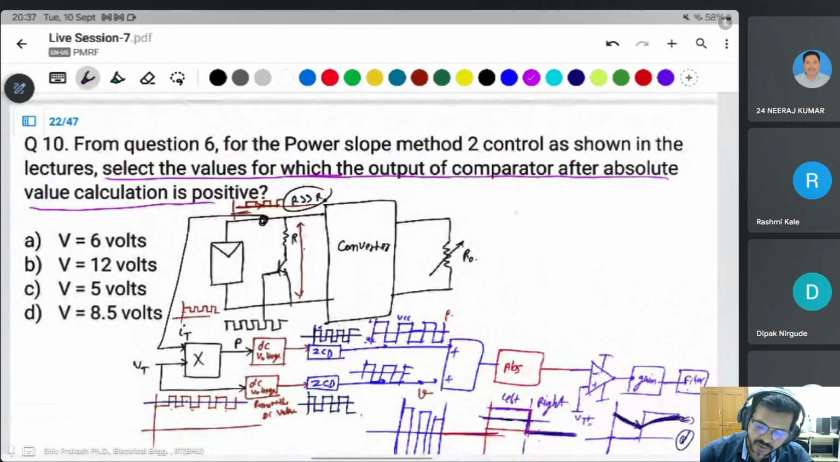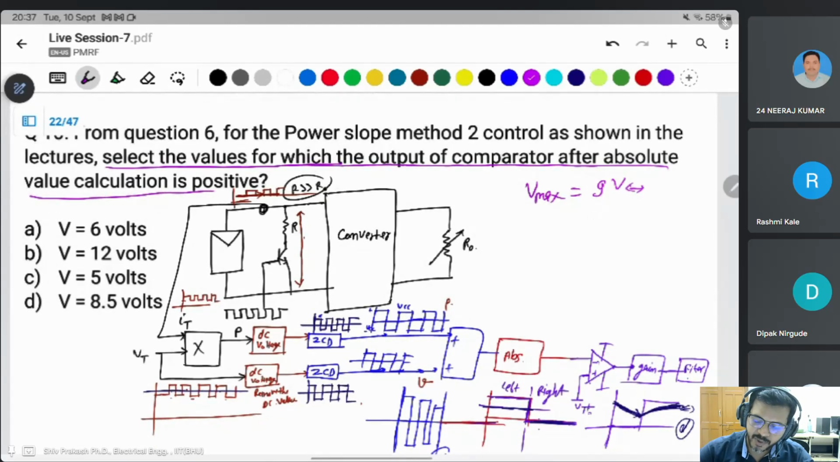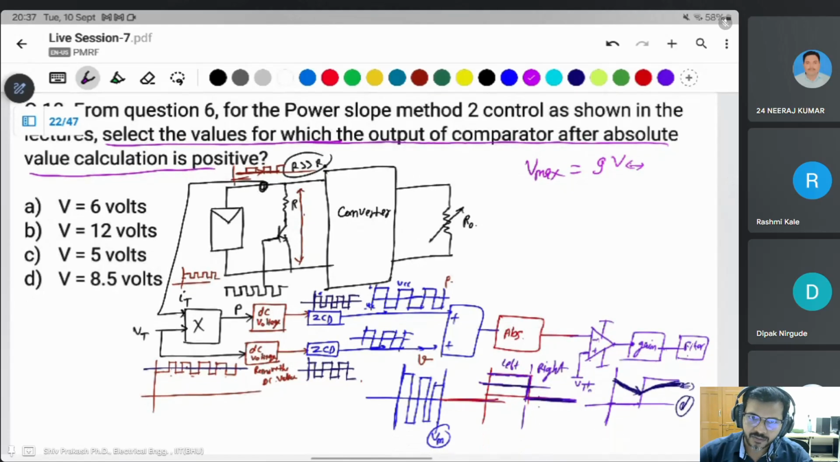Then what happens? V max, we have calculated in the previous question, is 9 volt. Next iteration, if it is less than this 9 volt, then what happens? This absolute value will be negative. But we want this one. Then you should take the maximum voltage greater than the V max for the next iteration. It means increasing voltage.